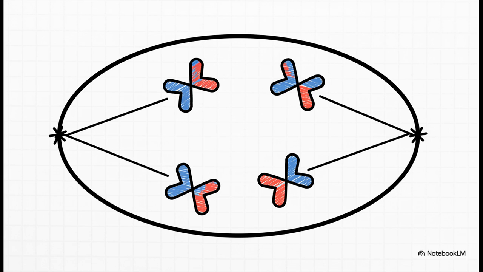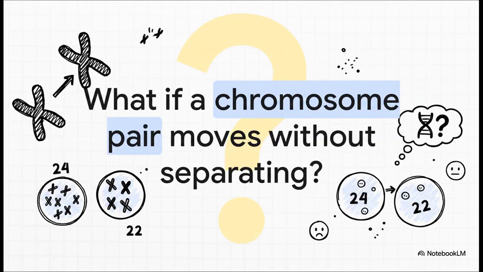The sister chromatids, they stay perfectly attached. Because entire whole chromosomes are moving away from each other, this is the exact specific moment the math changes. The chromosome number drops from 46 to 23. This big separation is called disjunction. But, nature isn't always perfectly precise.